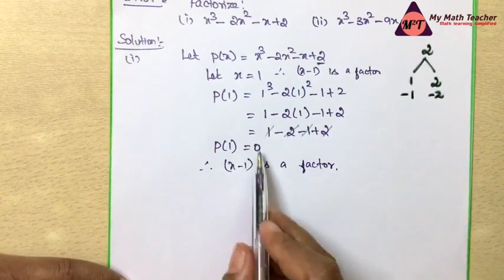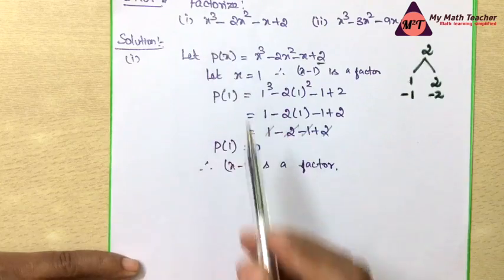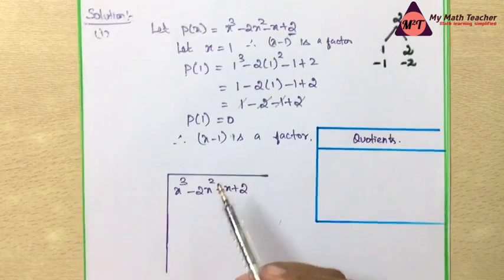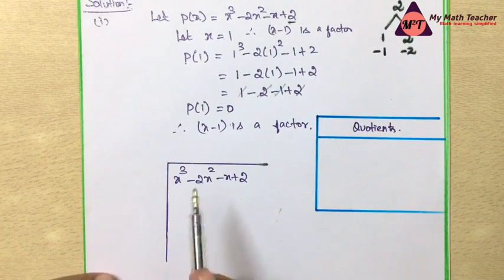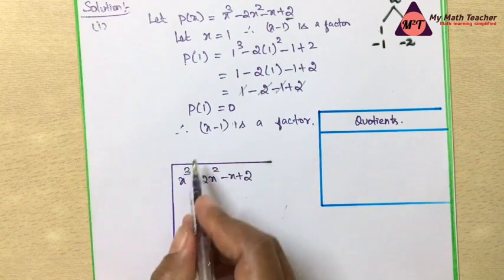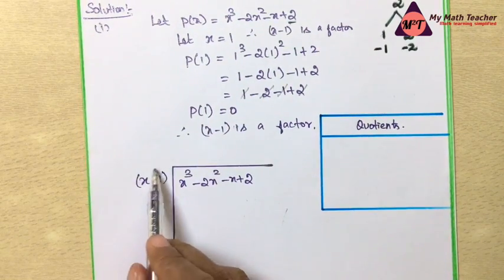Now we have got our first factor here. We need 2 more, because out of 3 we have the first factor. For finding the next 2 factors, this step is very important. So please observe very carefully. We are going to divide by the first factor. What is the first one? That is x minus 1. Okay, x minus 1 is the divisor.